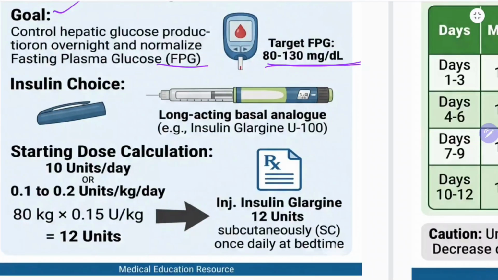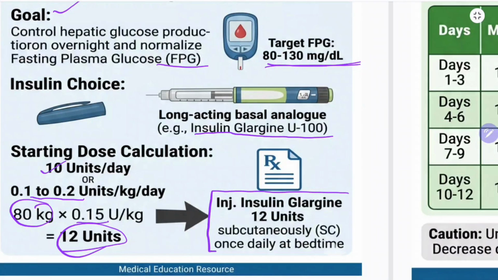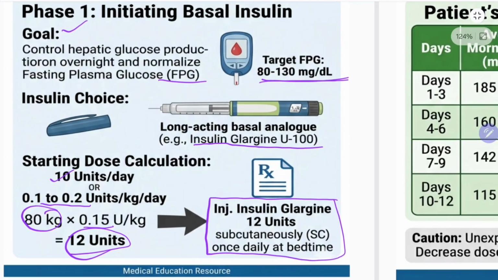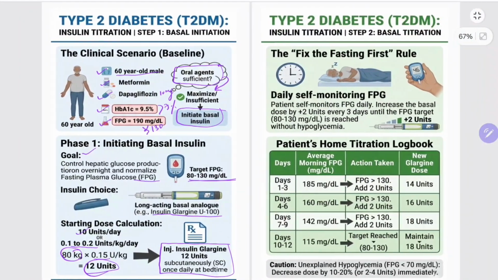We are discussing here the traditional method, not the advanced method. We'll start with a long-acting basal analog, glargine U100. The starting dose is either 10 units or 0.15 units per kg. The weight of the patient is 80 kg, and 80 into 0.15 is 12 units. So we have started the patient on injection insulin glargine 12 units subcutaneously once daily at bedtime, not at dinner time. Remember, it is at bedtime.